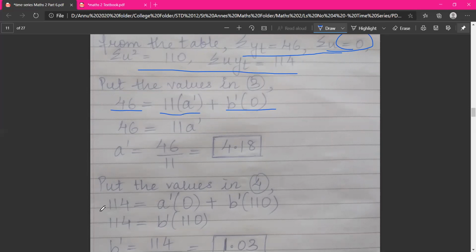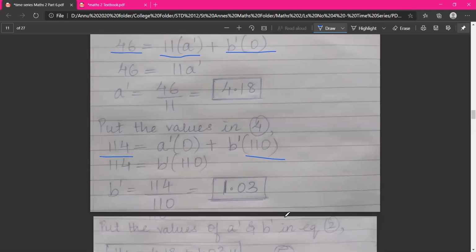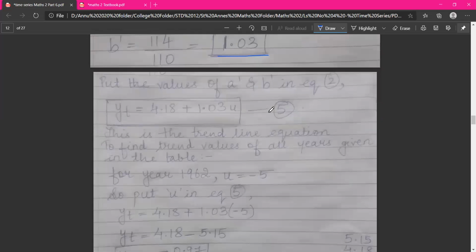Similarly, आप values डालोगे in equation number 4. So equation 4 was summation U into YT. As you can see, U into YT का total is 114, which is equal to A dash into summation U, which is 0, plus B dash into summation U square. So summation U square is 110. So with this, you are getting the value of B dash as 114 upon 110, which is 1.03. So now you got the values of A dash and B dash.